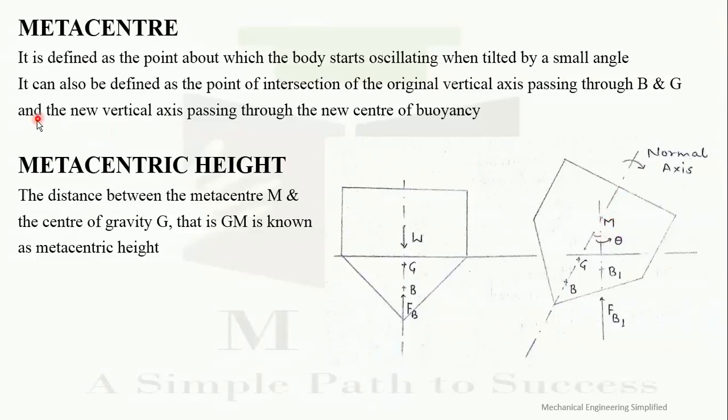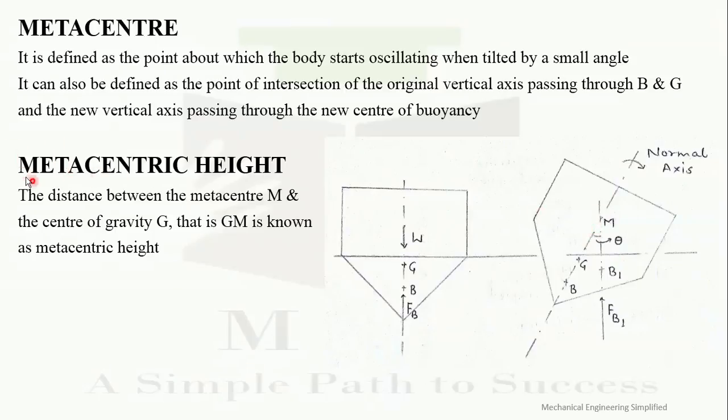So this is what I have written here, that it can also be defined as the point of intersection of the original vertical axis, which you can see here, passing through B and G, that is the center of buoyancy and the center of gravity, and the new vertical axis passing through the new center of buoyancy. So this is the point of intersection.